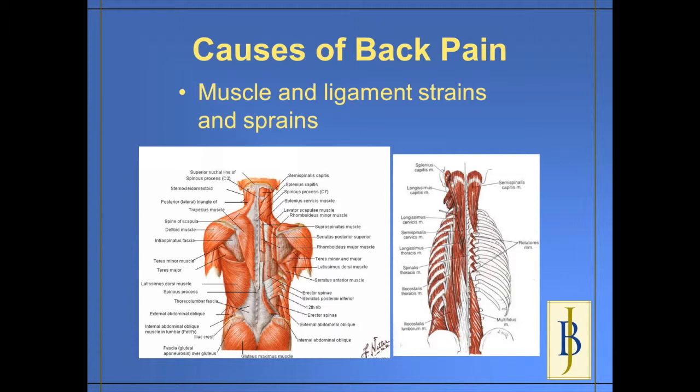Usually these are related to muscle and ligament strains and sprains. Your back is made up of multiple layers of muscles. This is sort of the outer layer right here. The inner layer has multiple small different muscles, all of which can get sprained or pulled or hurt, especially doing something as strenuous as shoveling snow. And when any of those muscles are pulled or torn, you sort of feel pain all throughout your back.